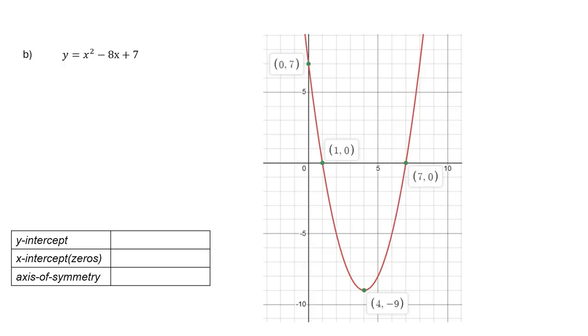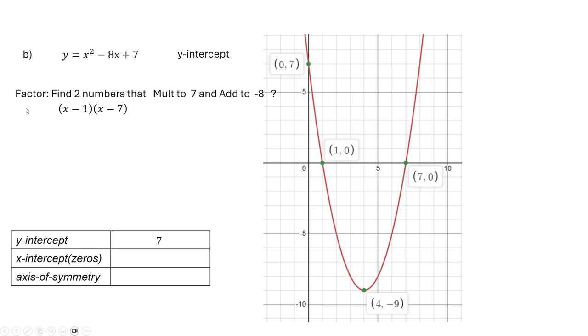In this question, our equation is y equals x squared minus 8x plus 7. This 7 right here is simply our y-intercept. Now we have to factor this to find our x-intercepts. Again, there is no greatest common factor that we can reduce this by, so we go to our product-sum method and ask ourselves, what are two numbers that will multiply to 7 and add together to be negative 8? Those two numbers happen to be negative 1 and negative 7.